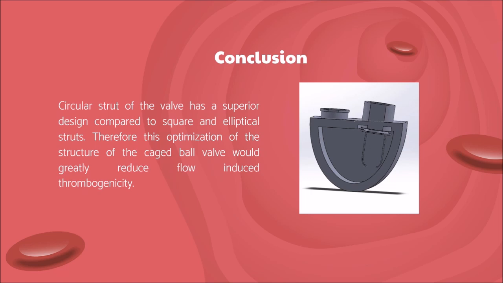Taking into account the results of the flow simulation analysis of the left human heart with cage ball mitral valve and finite element analysis, the circular strut is a superior design compared to square and elliptical struts. Therefore, this optimization of the structure of the cage ball valve would greatly reduce flow-induced thrombogenicity.